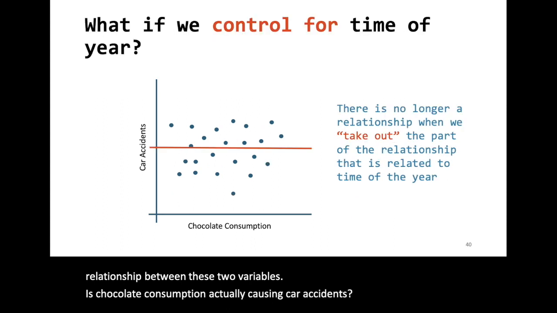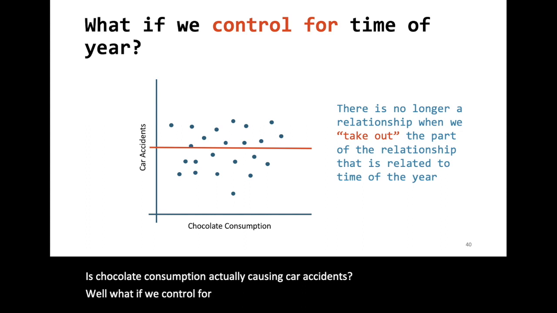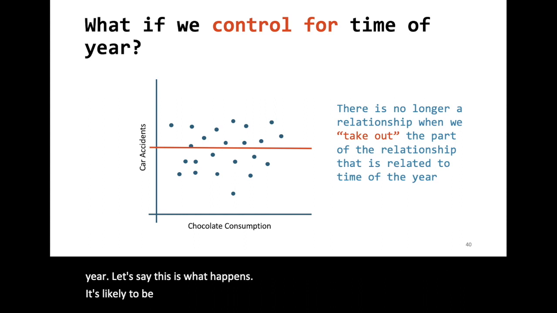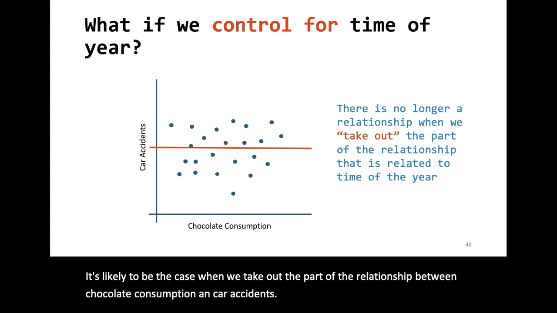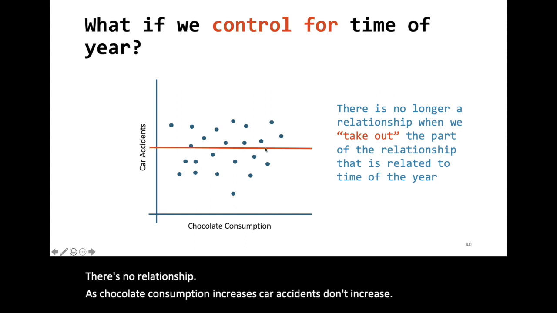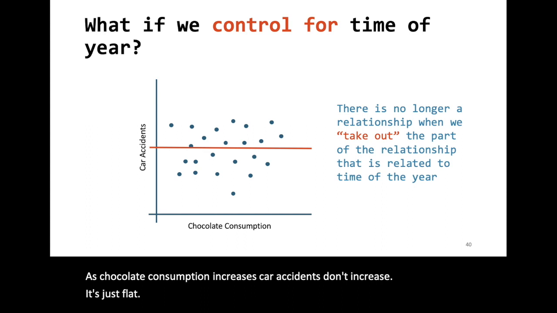Well, what if we control for the time of year? When we control for the time of year, let's say this is what happens. It's likely to be the case when we take out the part of the relationship between chocolate consumption and car accidents that's related to the time of year. This is what we're left with. There's no relationship. As chocolate consumption increases, car accidents don't increase. It's just flat.